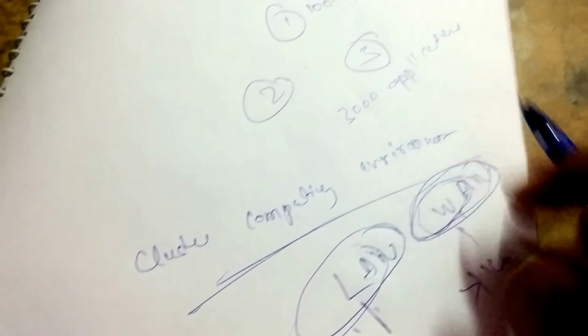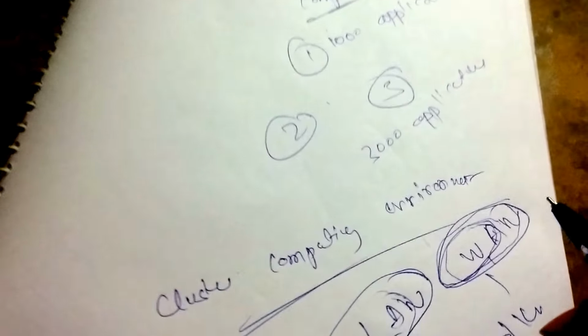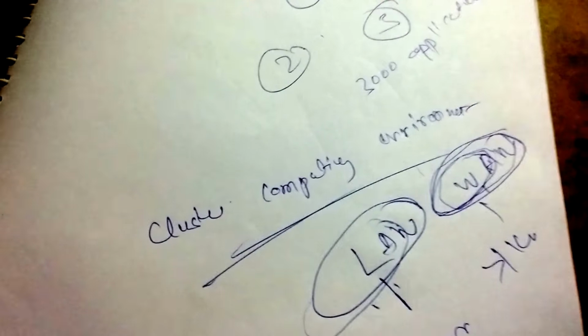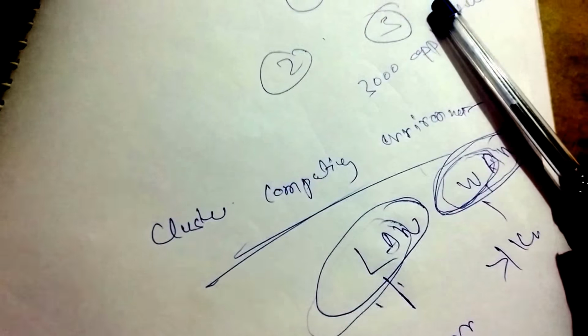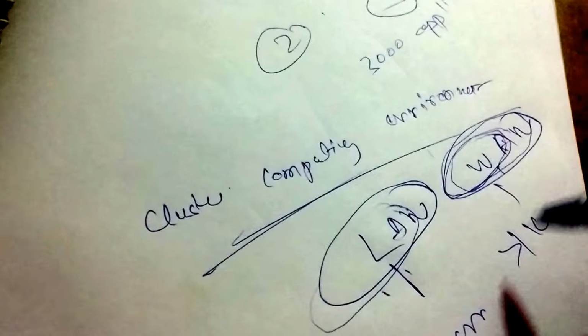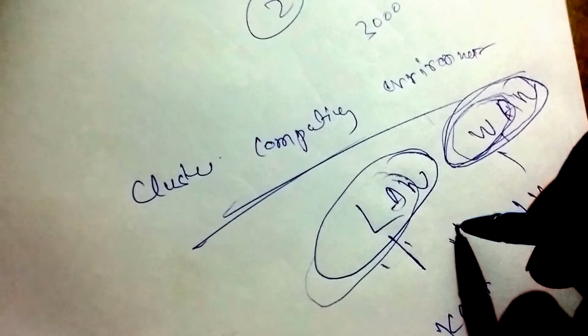Don't get confused between distributed computing, grid computing, and cluster computing environment. See, distributed computing is used for a single application, and grid computing is used for multiple computers. And cluster is the same as grid, but its geographical area is less than 1 kilometer. It is used only for LAN.